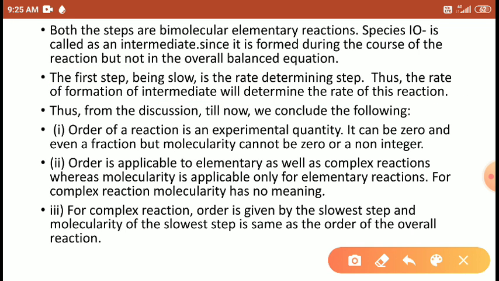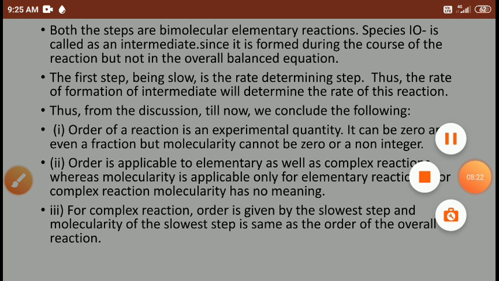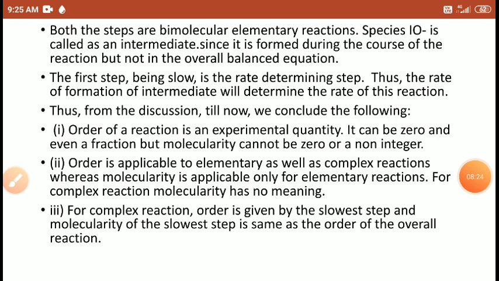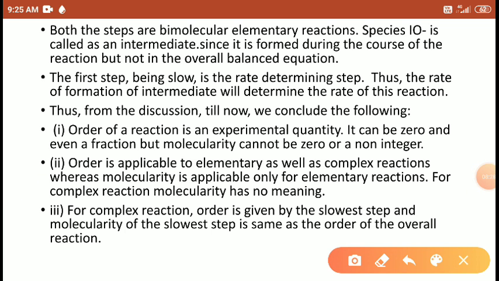And the discussion will conclude with the following. What we are discussing here is the order of reaction and the molecularity of the reaction. So order of reaction is an experimental quantity. It can be zero and fractions. Order can be fractional, students. Last time we have seen fractional order.